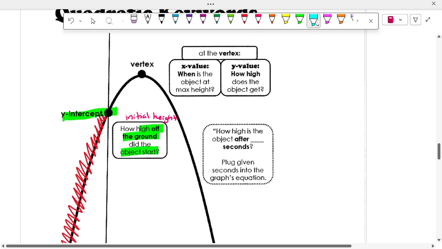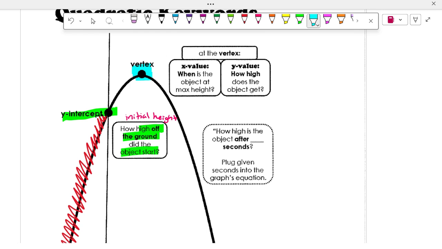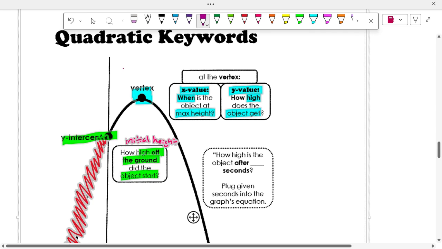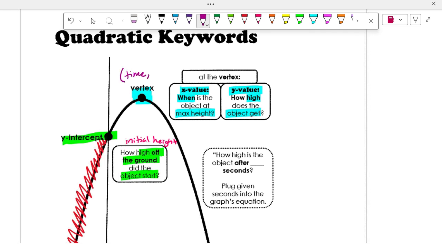Now, the vertex shows you two things, depending on the value you're looking at. The x value of the vertex tells you when the ball reaches the max height. The y value tells you how high the actual object is, so the actual max height. So if you think about it as a point, the x value tells you the time that it reaches, and the y value tells you the actual max height.